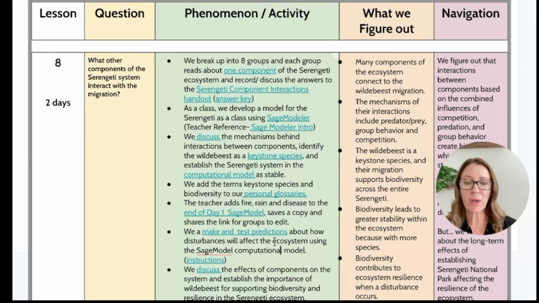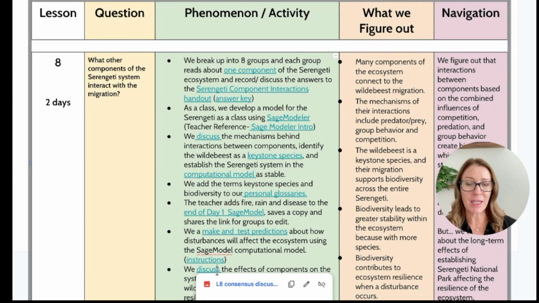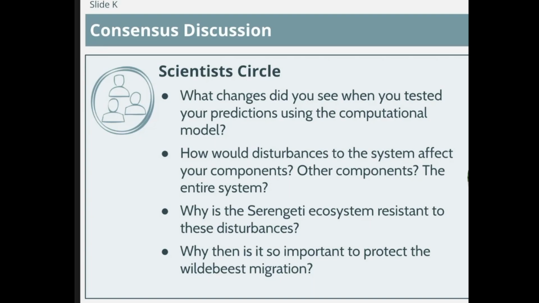And really what they're going to figure out, and we're going to discuss this in a consensus discussion, and here are some key questions to help you come to these ideas, is that the Serengeti ecosystem is really resistant to these 3 disturbances because of high biodiversity. So we're really going to develop the idea of resilience, and that it's really important to protect the wildebeest migration because they're creating a very stable ecosystem.